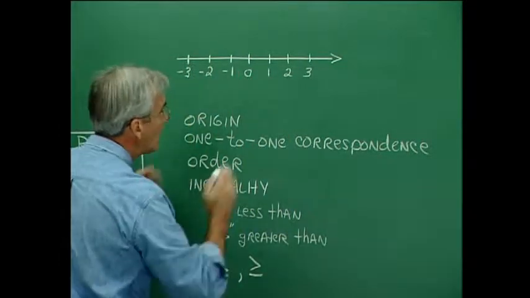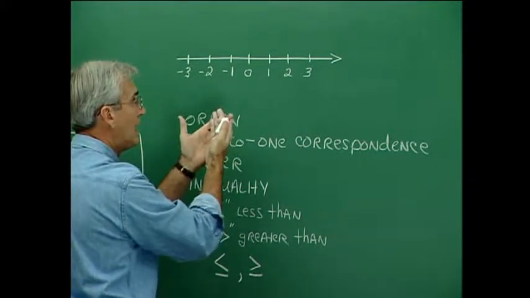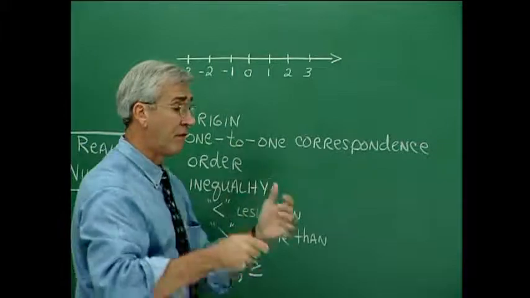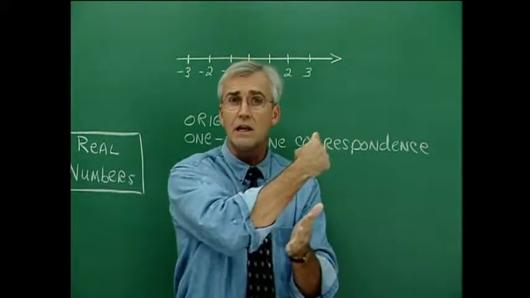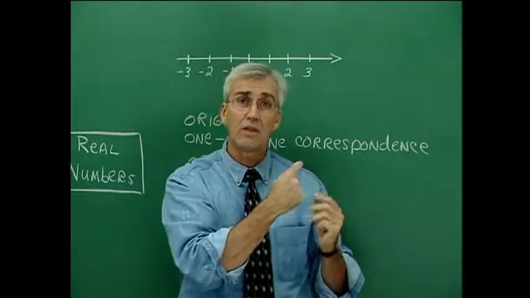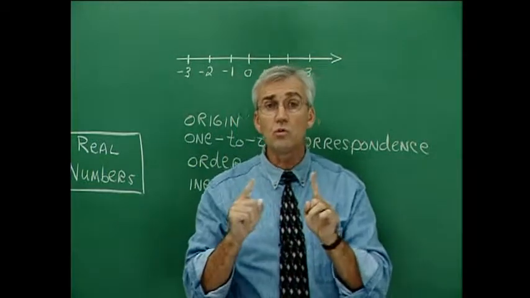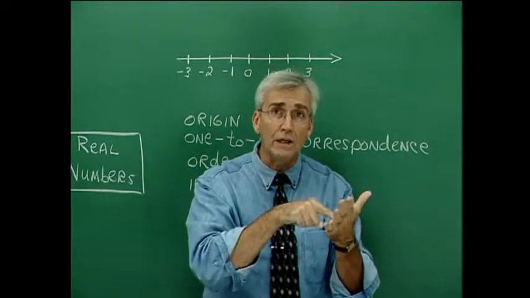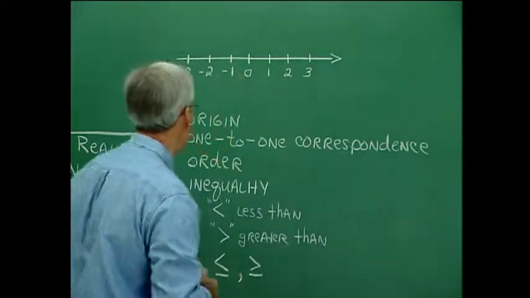There is a one-to-one correspondence between points on this number line and real numbers. That is, for every real number, there's a point on the number line that is its graph. And for every point on the number line, there is a real number that is its coordinate. So one-to-one correspondence. For every one number, there is 1 point, and for every 1 point, there is 1 number.